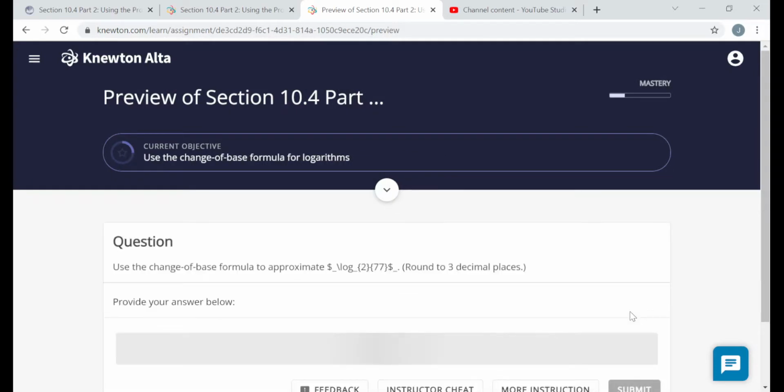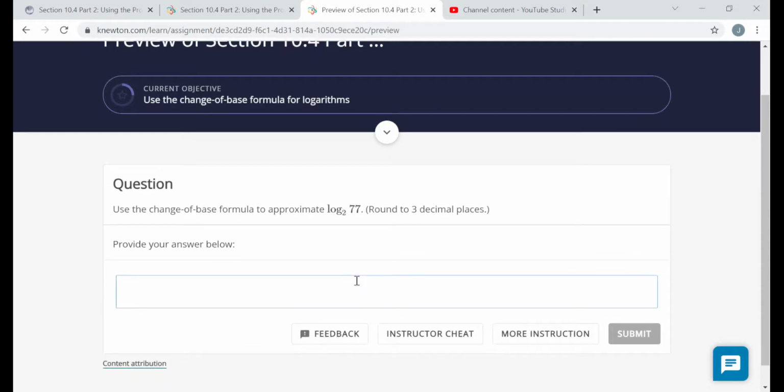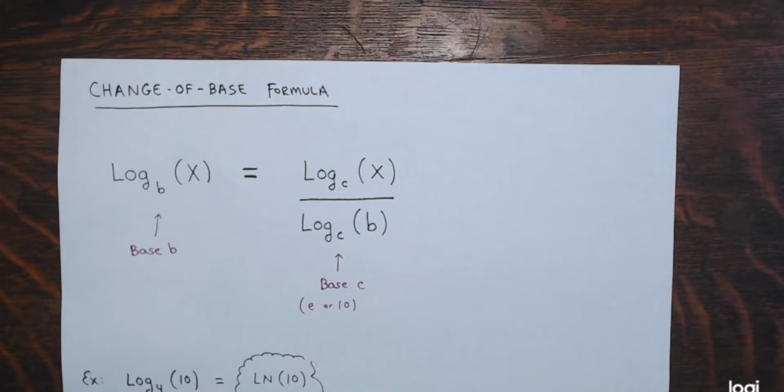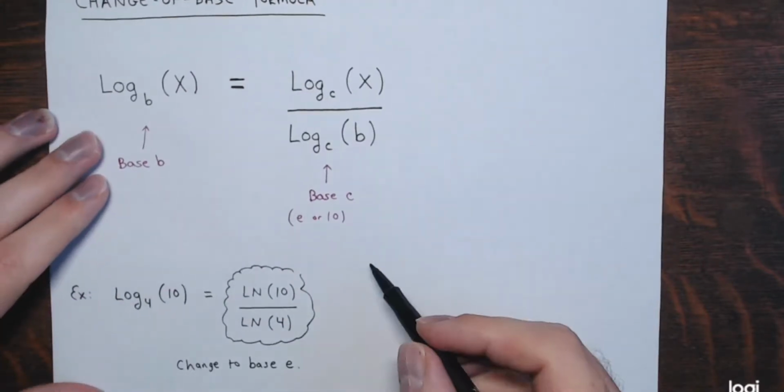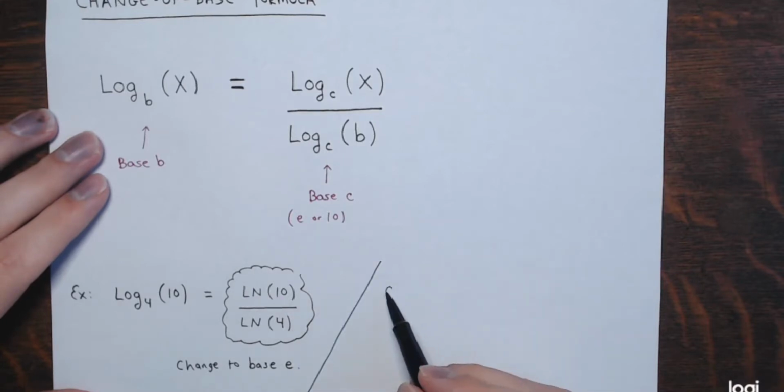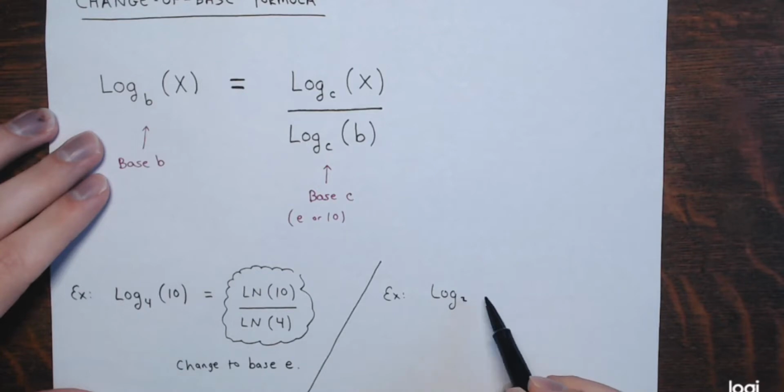All right, so we're back to that change of base rule, which I'll bring up again. And we're asked to use the change of base formula to approximate the log base 2 of 77, and round to 3 decimal places. So a calculator is going to come into play here. But another example, we have the log base 2 of 77.